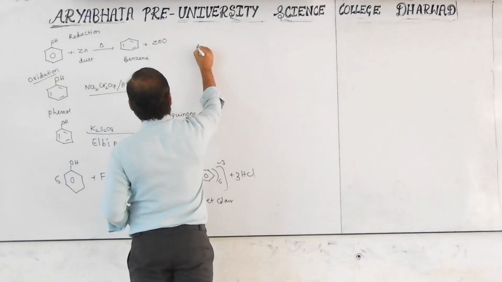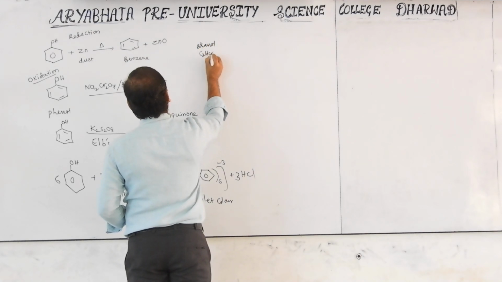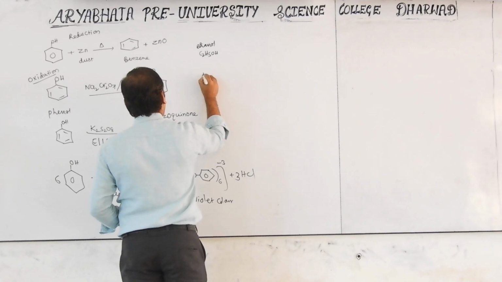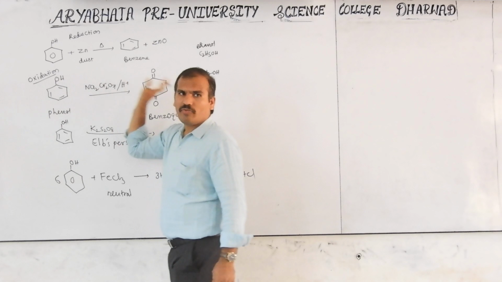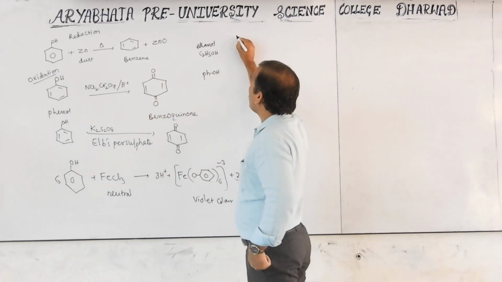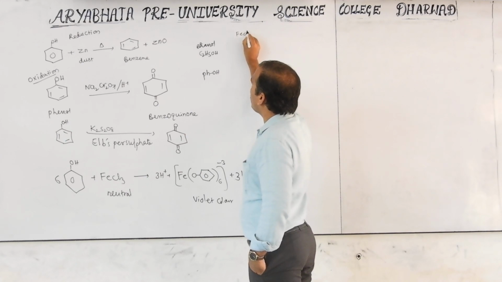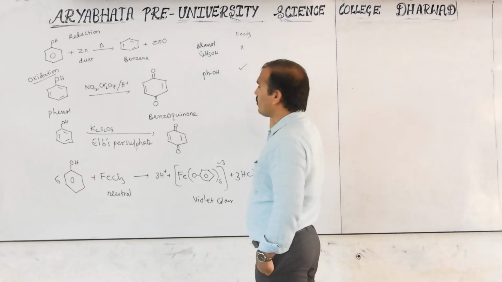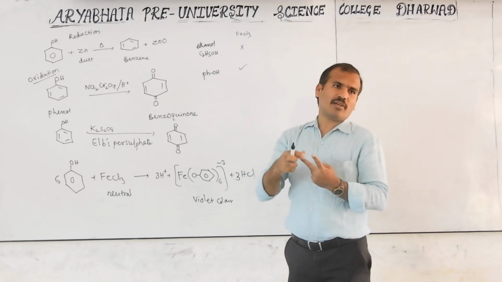For example, given here is ethanol, that is C2H5OH. And here phenol is given, PhOH, this OH part is phenol. Here, the first test is the neutral FeCl3 test. This will give a result because we have two compounds, one is alcohol, one is phenol.